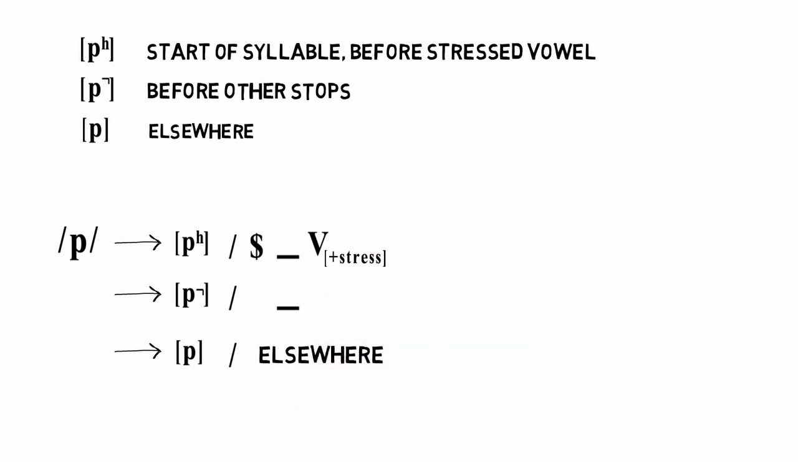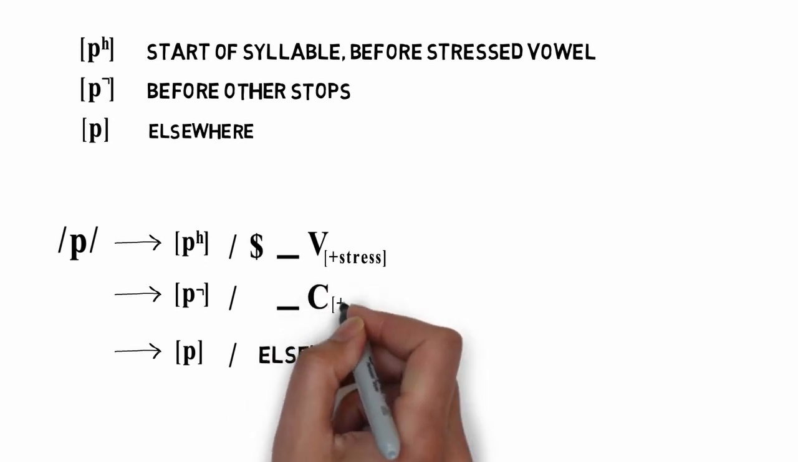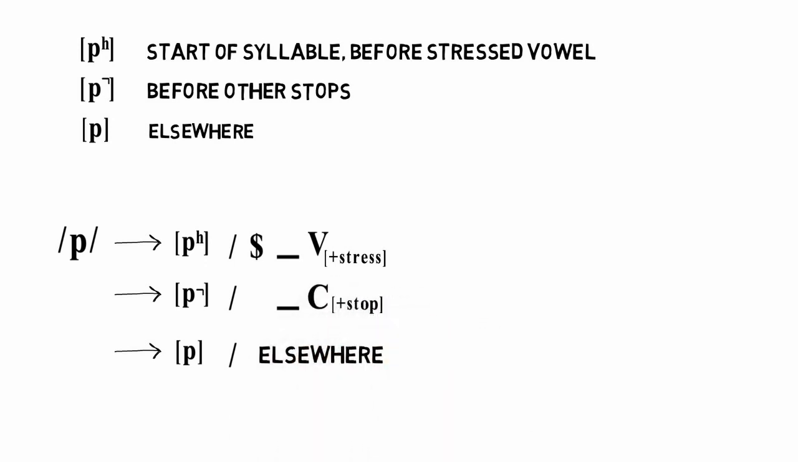Finally, to describe an unreleased stop that happens before another stop, we can simply write after the underscore C plus stop. We don't really care what comes before, so we can just leave this blank.